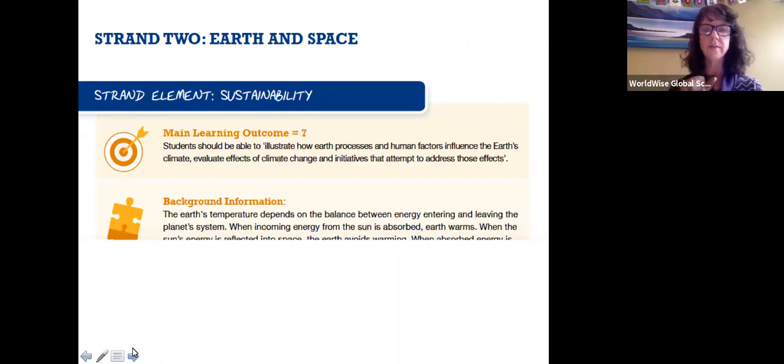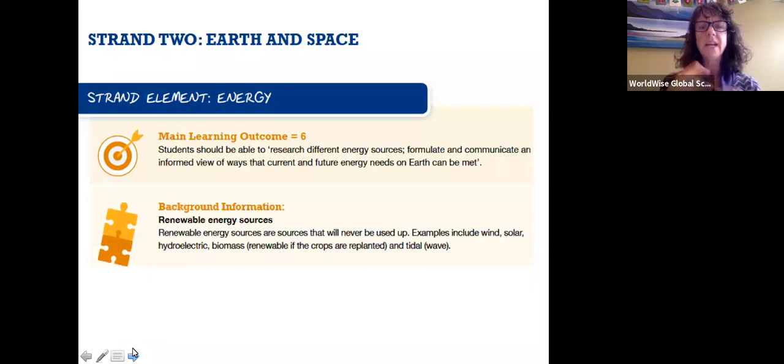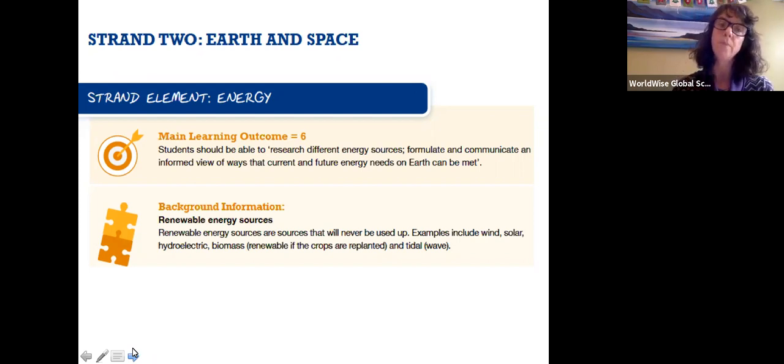So again, probably the most obvious when it comes to exploring these issues, because climate change is obviously one of the biggest global education themes that we look at. But then again, looking at a different strand and looking at it from the element of energy, we again connect with climate change, but also we have to look at our planetary boundaries as regards this. But researching different energy sources and formulating and communicating an informed view of ways that current and future energy needs on Earth can be met.